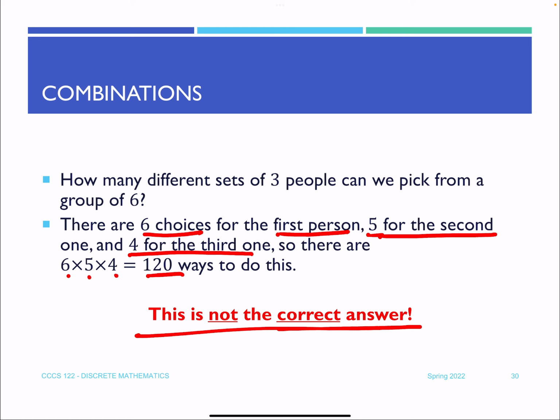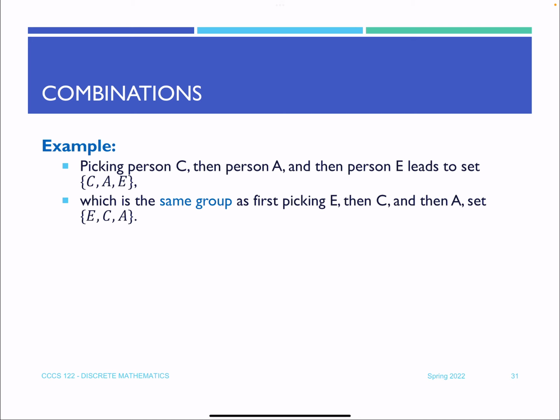Why? Because what I'm trying to do here is select a team. And in this team, it does not matter which person gets picked first, which one gets picked second. So the order of selected elements is immaterial here. And for that reason, this answer is not correct. For that reason, using permutation is the wrong choice. We need something different for this. That something different is combination.